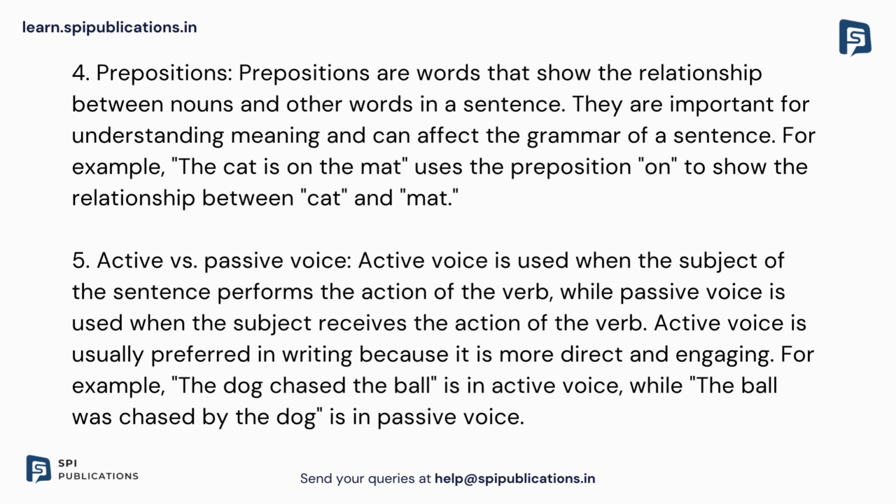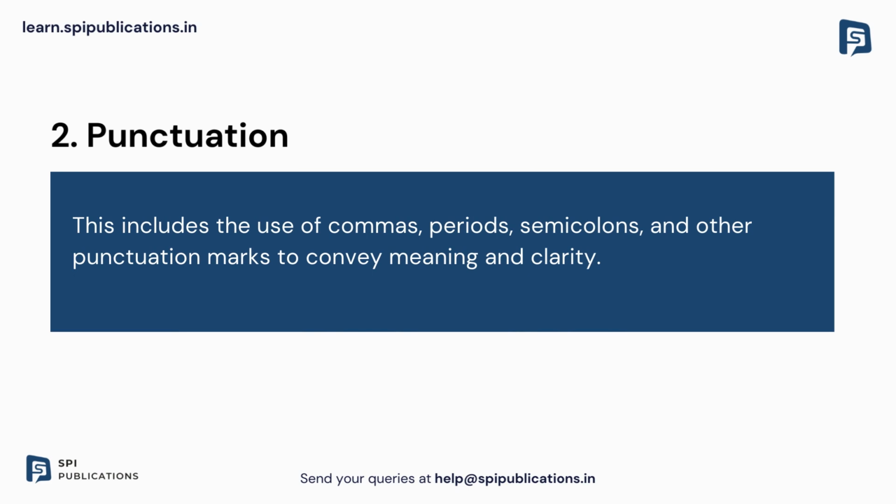5. Active versus passive voice. Active voice is used when the subject of the sentence performs the action of the verb, while passive voice is used when the subject receives the action of the verb. Active voice is usually preferred in writing because it is more direct and engaging. For example, "The dog chased the ball" is in active voice, while "The ball was chased by the dog" is in passive voice.